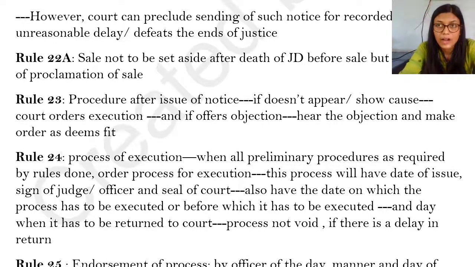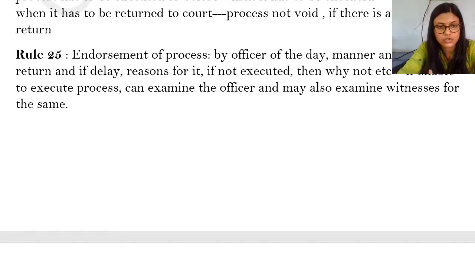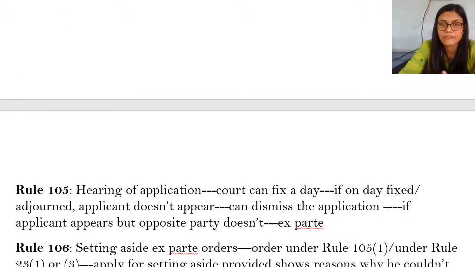Rule 25, how the process, after it has been sent under rule 24, will be endorsed by the officer. Under rule 24, you also have to see the date of issue, the sign of the judge, etc., and how the process will contain the particulars. Then 105 is about the hearing that will take place, and 106 is about setting aside of ex parte order. So here we saw a systematic progression.